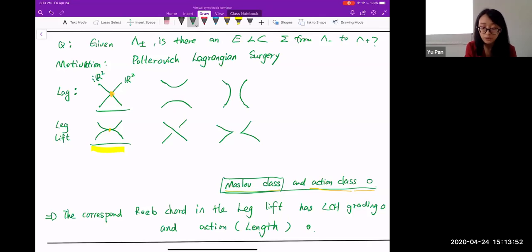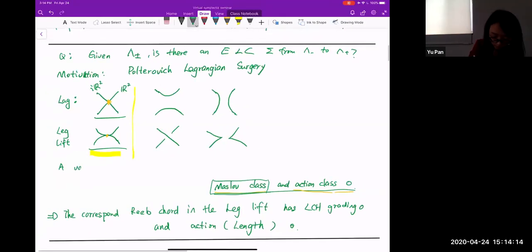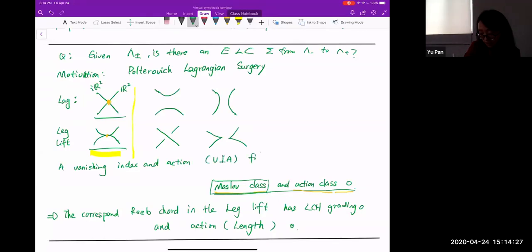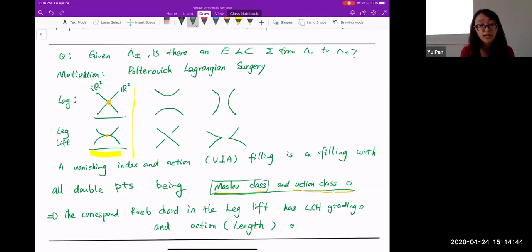Since the Polterovich Lagrangian surgery tells us how to resolve this type of singularity, we would want to give a name for the surface that only contains this type of singularity. We will call it vanishing index and action. Well, this is a long name, so I would say a VIA filling is a filling with all double points being Maslov class and action class zero. So that is the type of immersed surface we will focus on in this talk.